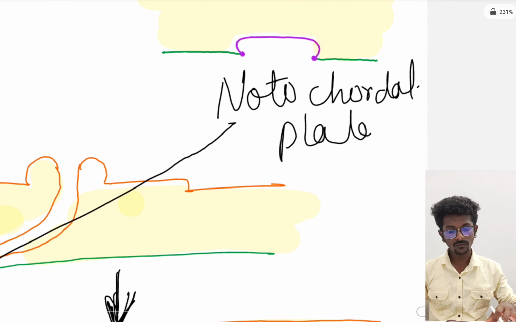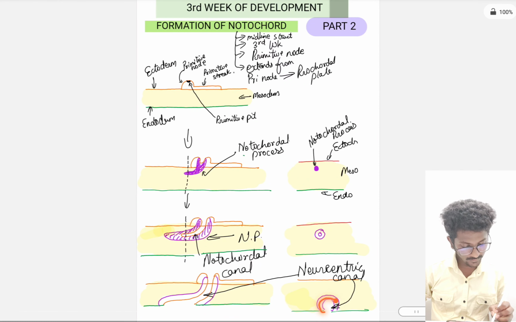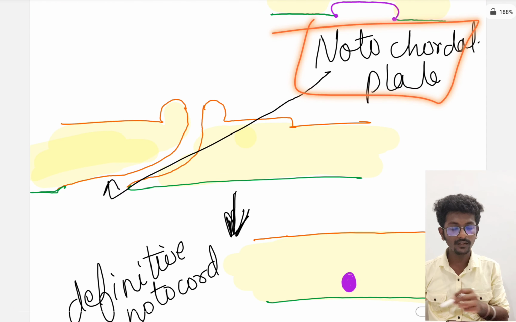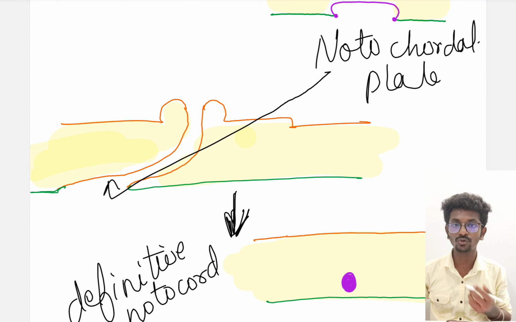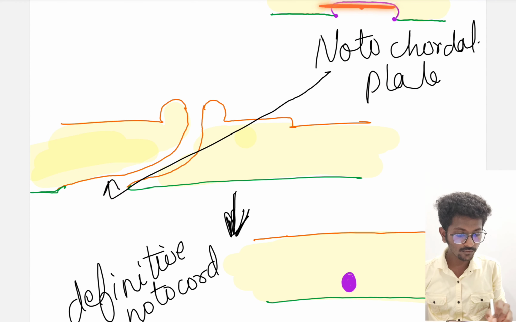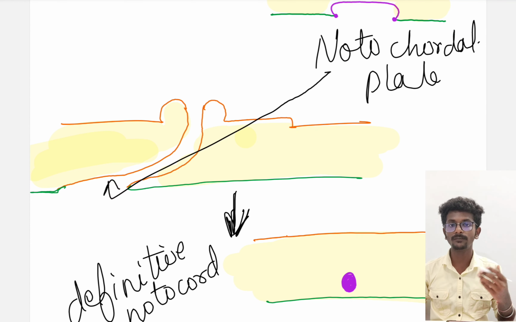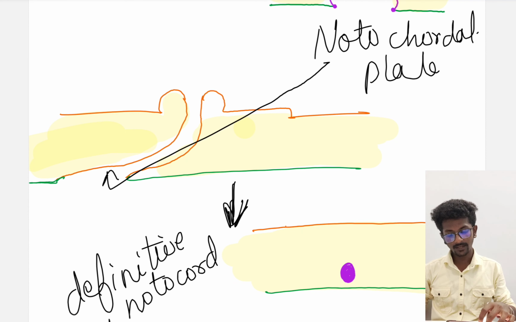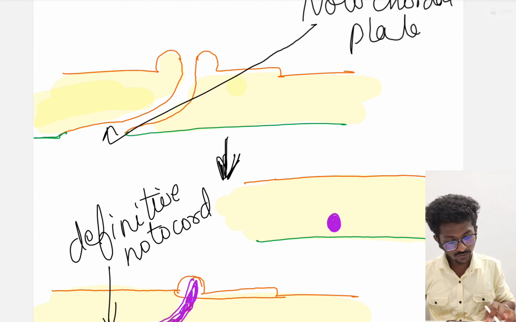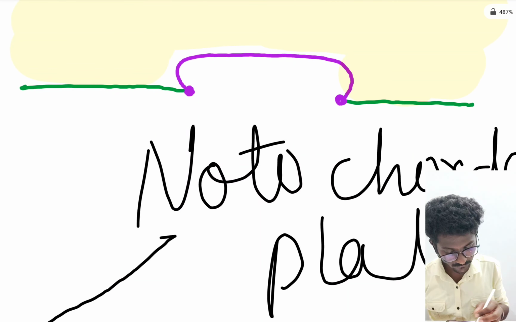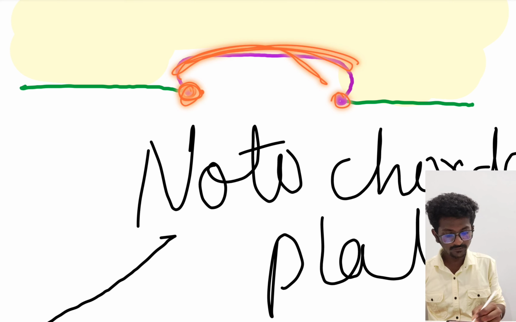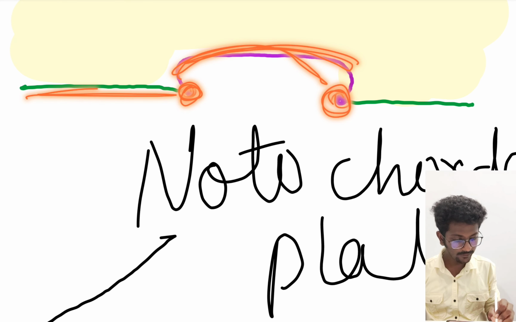The next thing is that this rounded neuroenteric canal now becomes flattened to form the notochordal plate. It forms the notochordal plate because it is more or less a flat, plate-like structure. Therefore it is called the notochordal plate. These are the ends of the notochordal plate, and this is the endoderm.